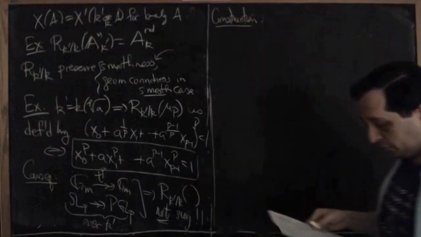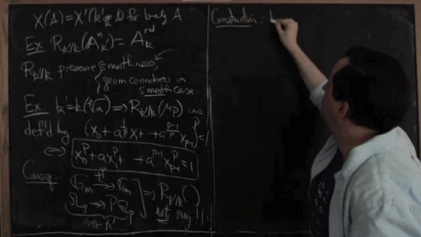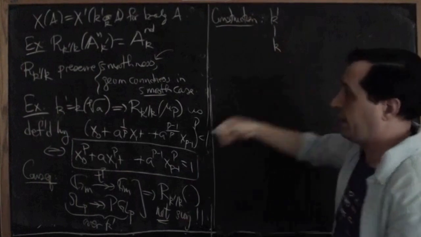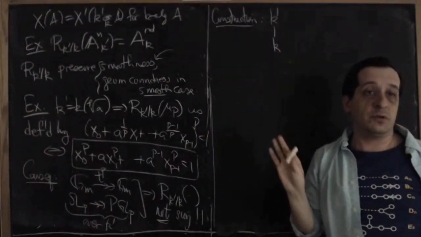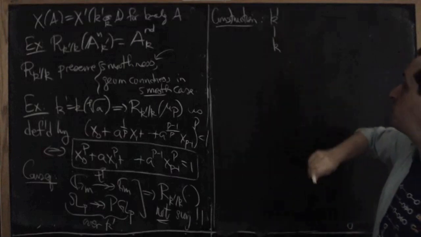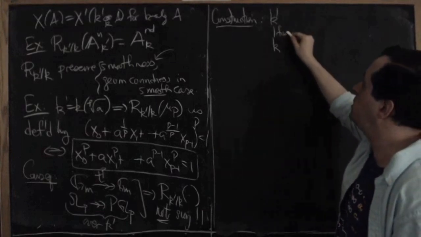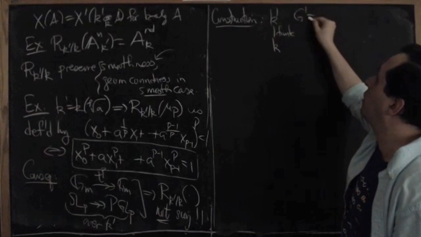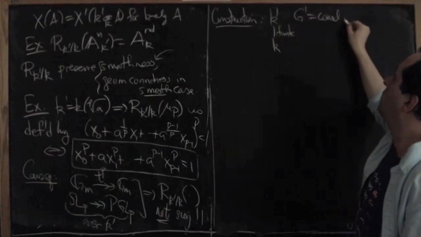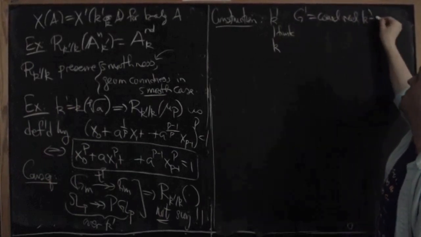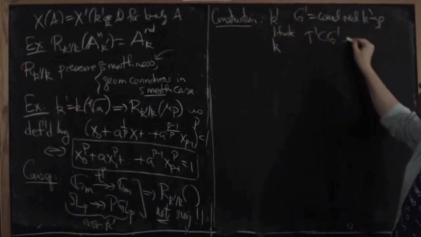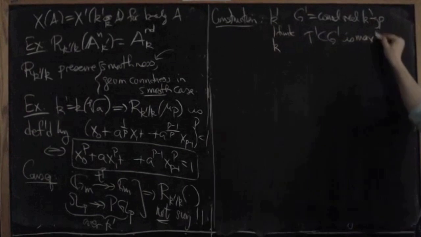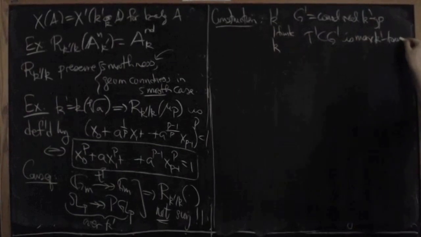So we're going to feed in the following information. We have our K' over K, which is some field extension. The inseparable case is the most interesting case for what we're about to do, but anyway, just some field extension of finite degree. And G' will be a connected reductive K'-group, and T' inside of G' will be a maximal K'-torus.